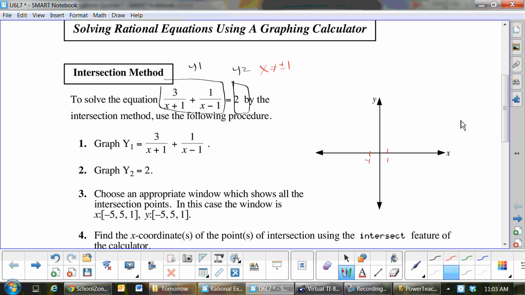So because those points do not exist, and what do you mean they do not exist? Well, if I put -1, then the answer doesn't exist. If I put 1 into this equation, the answer doesn't exist. So we represent that by these, okay?